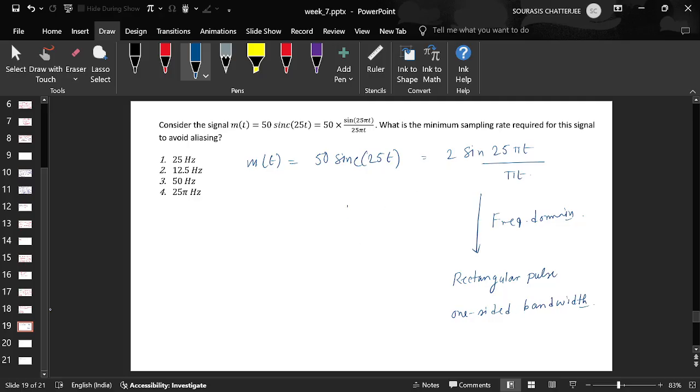By the way, when I say one-sided bandwidth, I mean, let's say this is the rectangular pulse we are going to obtain, whose actual bandwidth is from minus fs by 2 to fs over 2. So the two-sided bandwidth is fs, but we are concerned about the one-sided bandwidth, fs over 2. The one-sided bandwidth is given by 12.5 hertz, and this is also the maximum frequency component of this message signal, so you can call it fm also.